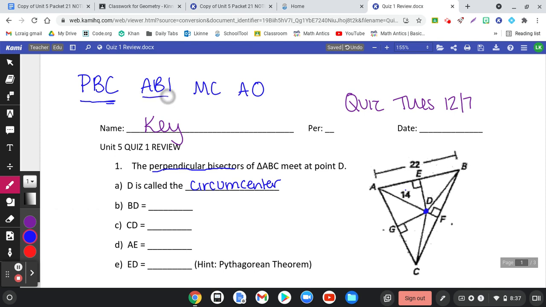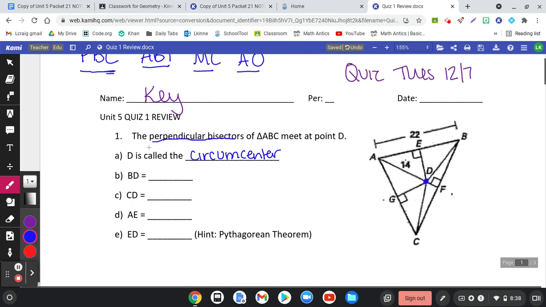If you have angle bisectors, they make up your incenter. If you have medians, they make up your centroid. And that's where everything's broken up into thirds. And then if you have altitudes, it makes up your orthocenter, which is the same as your heights. All right, so let's just do some practice with this.